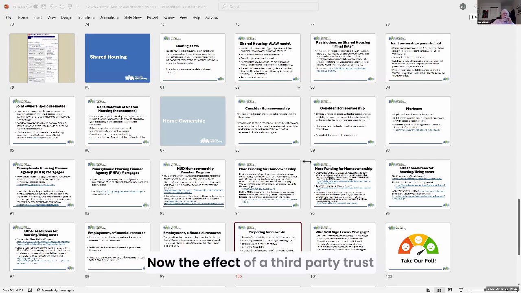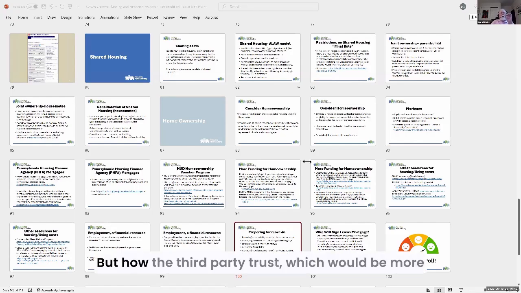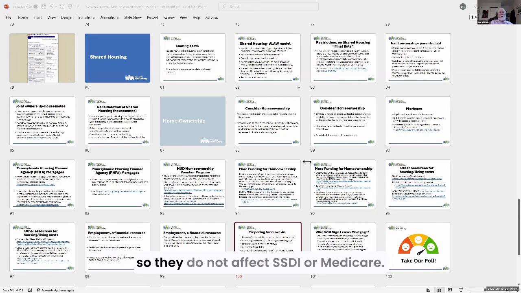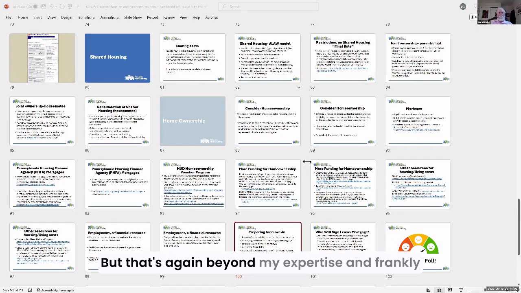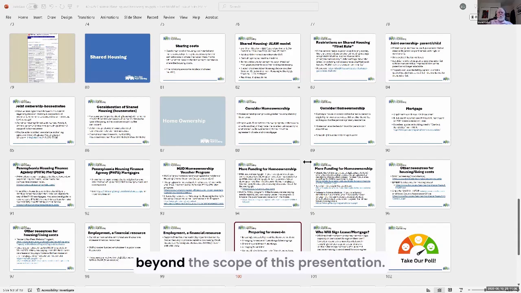Now, the effect of a third-party trust on SSDI and Medicare, that's a question, again, that's above my pay grade. I can tell you that the SSDI and Medicare are not affected by the ownership of a home, but how the third-party trust, which would be more than just the ownership, generally those are drafted so they do not affect SSDI or Medicare. So it should not, but that's, again, beyond my expertise and frankly beyond the scope of this presentation.